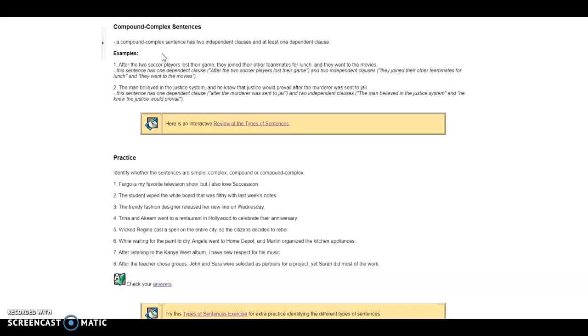And a compound complex sentence has 2 independent clauses and at least 1 dependent clause. And so if we take a look, "after the 2 soccer stars lost their game" is a dependent clause. So we've got our 1 dependent clause.